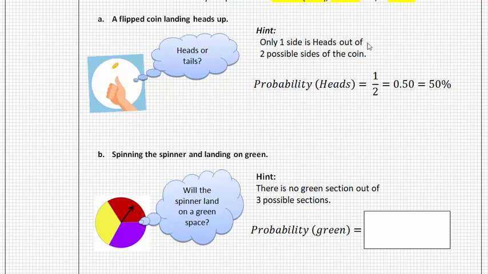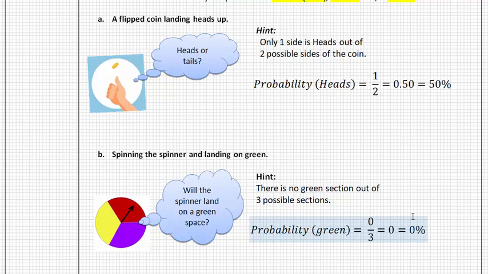Do you see any ideas from our last question? Well, if you were thinking 0 out of 3, I would agree with you. There is no chance on this spinner of landing on a green out of 3 sections. What is that probability going to be if we express it as a decimal or a percent? We've expressed it as a fraction. What is it as a decimal or a percent? Well, 0 out of 3 is the same as saying 0, which is the same as saying 0%. So we could use the fraction, decimal, or percent form to answer our question.